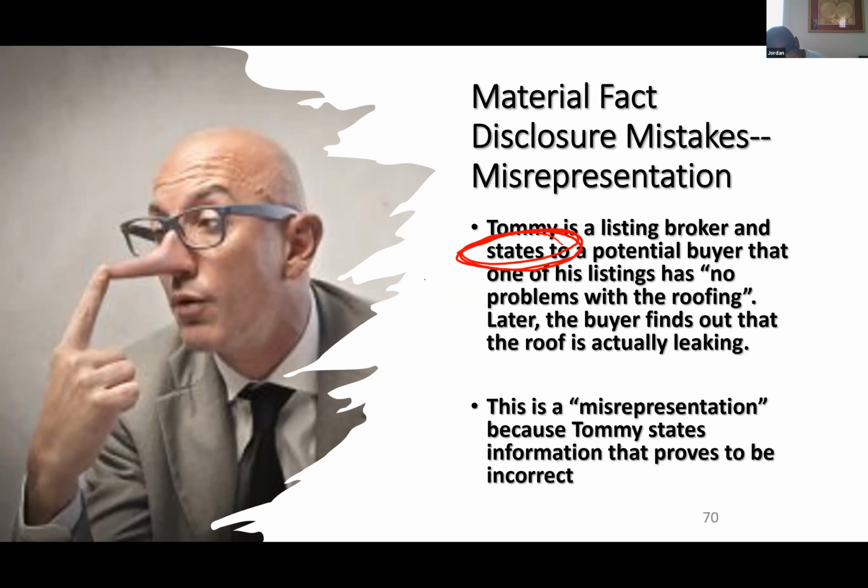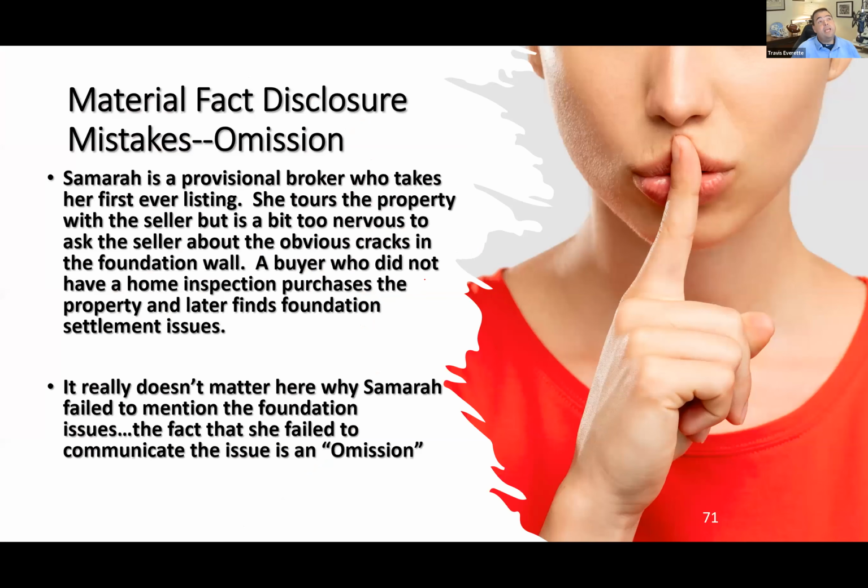Okay. Now, an omission is harder to spot and harder to know about, because omissions often involve things that brokers don't even realize they're doing wrong. Look at this one. It says Samara is a provisional broker. Remember, provisional broker means one with training wheels on. They have to be operating under somebody's direct supervision, right? Okay. Samara's a provisional broker who takes her first ever listing. She tours the property with the seller, but is a bit too nervous to ask the seller about the obvious cracks in the foundation wall.